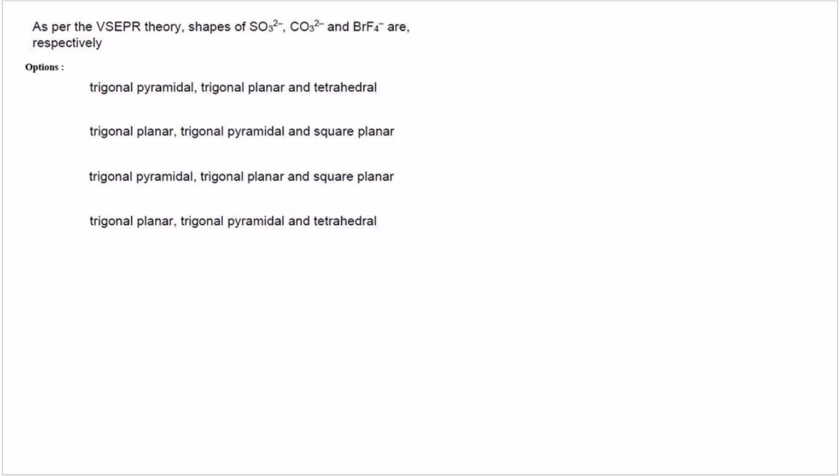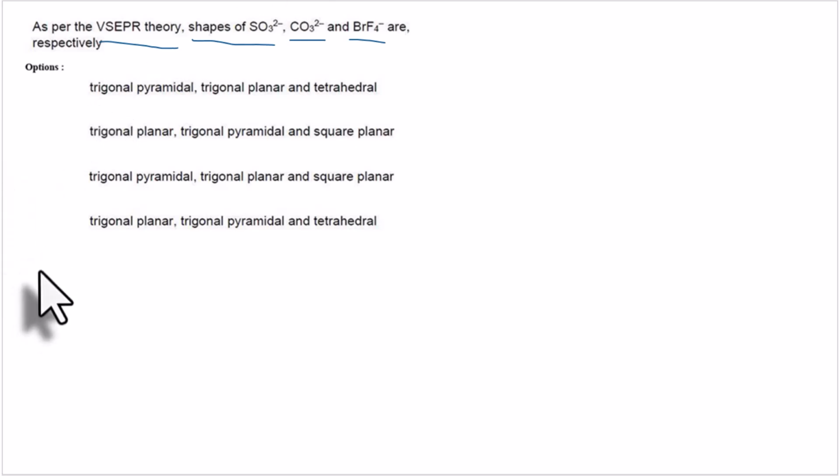Hello everyone. We now have a question which is based on the VSEPR theory. We have to predict the shapes of SO3 2-, CO3 2-, and BrF4-, these three molecules, according to the VSEPR theory. I have solved such questions in my previous videos to predict the shapes of molecules. You can refer to those videos and we will follow the same steps to predict the shapes of these molecules.